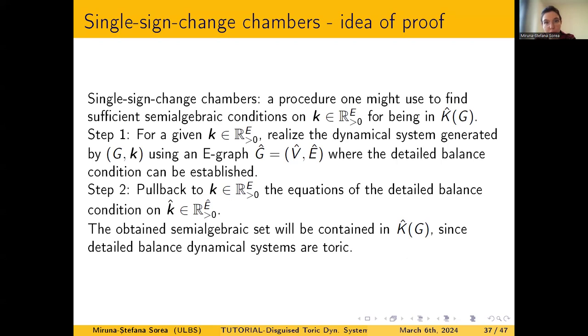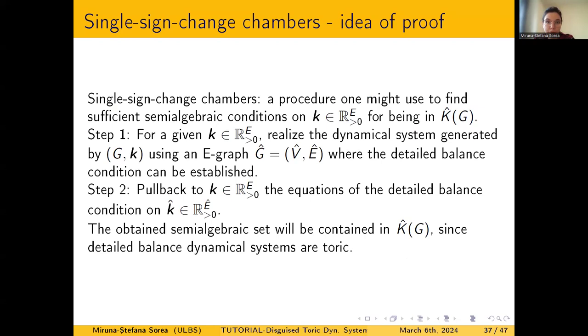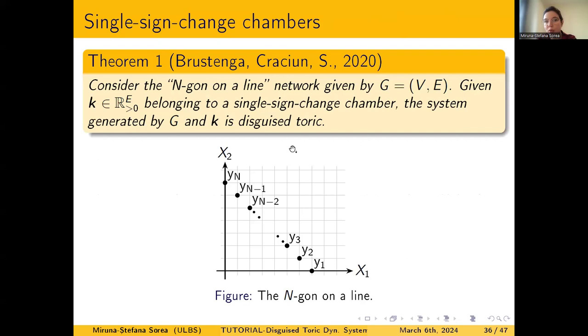I would be very interested to see some complete characterizations of the disguised toric locus for this n-gon on a line. Also, these single sign change chambers are also proving what we were saying for the quadrilateral. Of course, the three chambers are exactly this scenario. So that's why I left the proof for this.